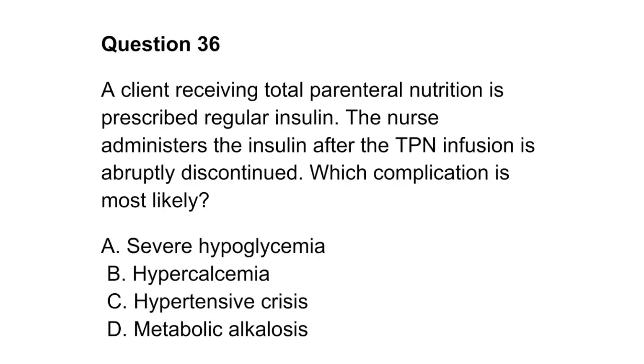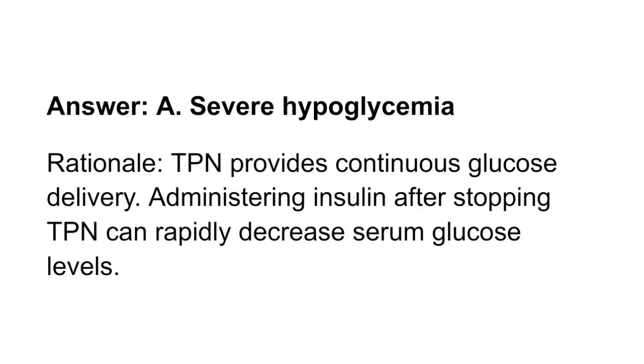Question 36. A client receiving total parenteral nutrition is prescribed regular insulin. The nurse administers the insulin after the TPN infusion is abruptly discontinued. Which complication is most likely? A. Severe hypoglycemia. B. Hypercalcemia. C. Hypertensive crisis. D. Metabolic alkalosis. Answer: severe hypoglycemia. Rationale: TPN provides continuous glucose delivery. Administering insulin after stopping TPN can rapidly decrease serum glucose levels.